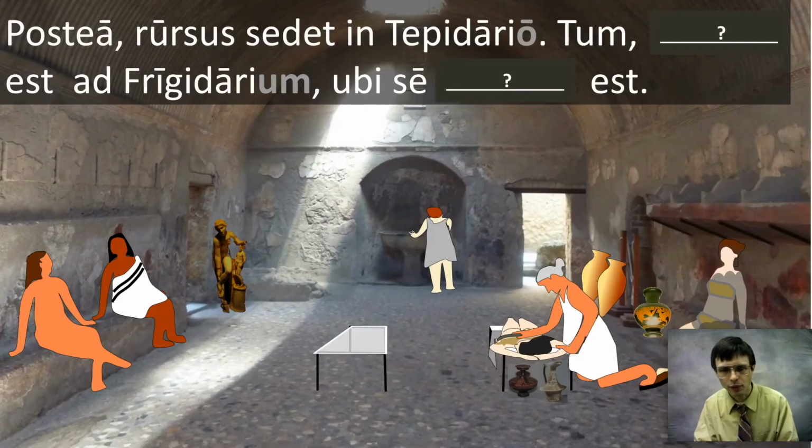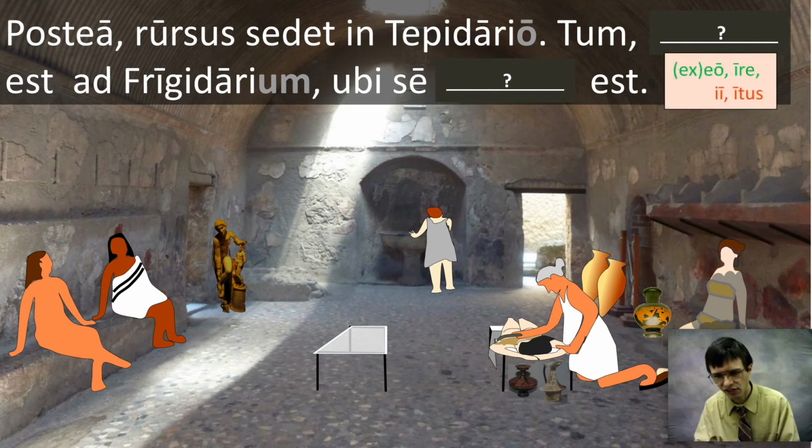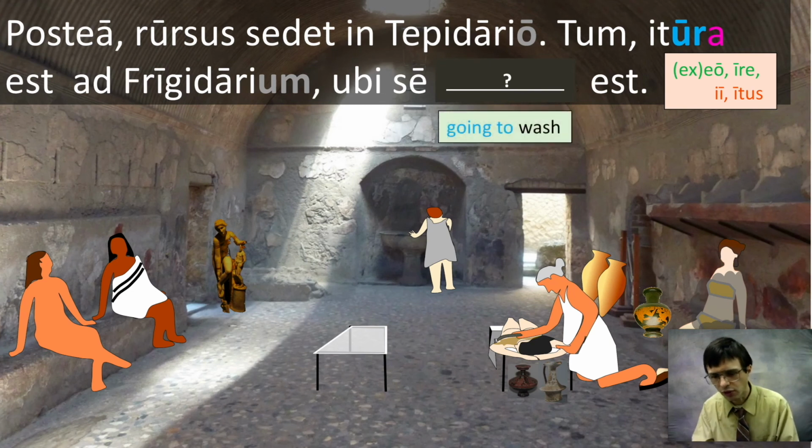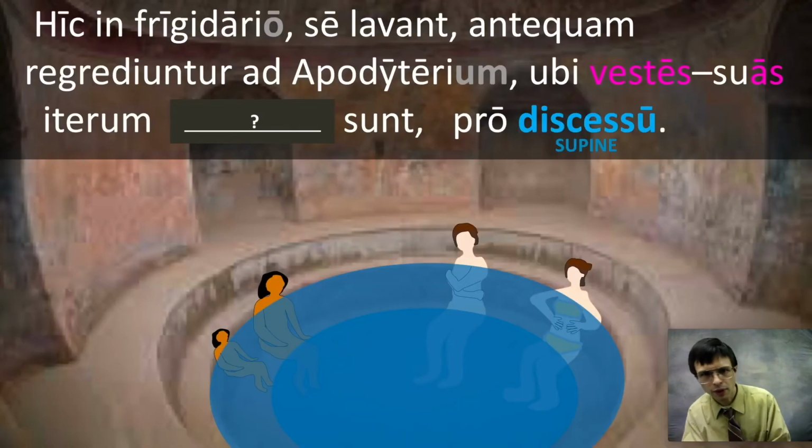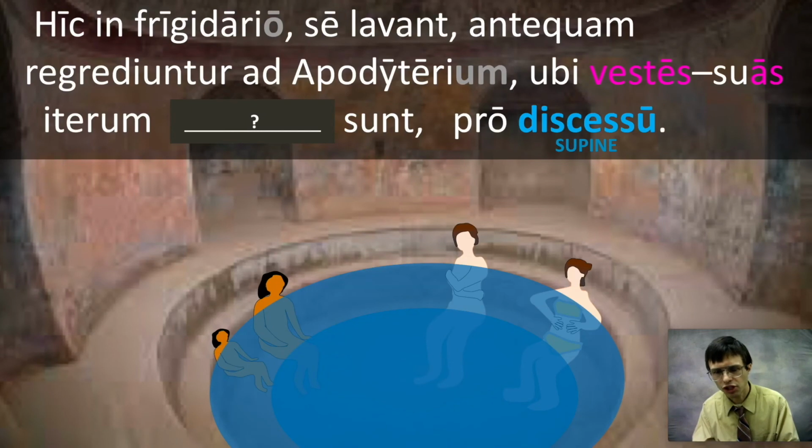Afterwards, again she sits in the warm room. Then, going to blank she is to the cold room where herself going to blank she is. First blank, the Latin, going to go. What would that be? Eo, ire, ii, itus. So what would it be? Itura est. Ad frigidarium, now the next blank where herself she is going to wash. What would that be? Latin? Lavatura est. Very nice.